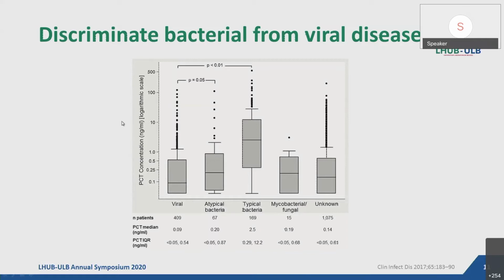So this is an example of a recent study comparing infections of viral origins and bacterial origins. This was performed on a high number of patients, and indeed there is a statistical difference, a significant difference between viral and bacterial infection, but there is no clear threshold to make the difference between both conditions. So indeed, values are different, but the diagnosis won't be that clear.